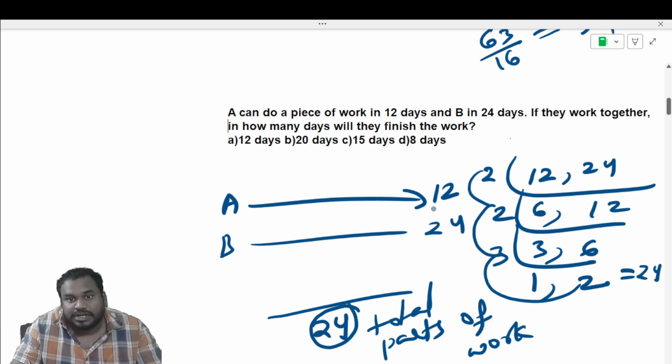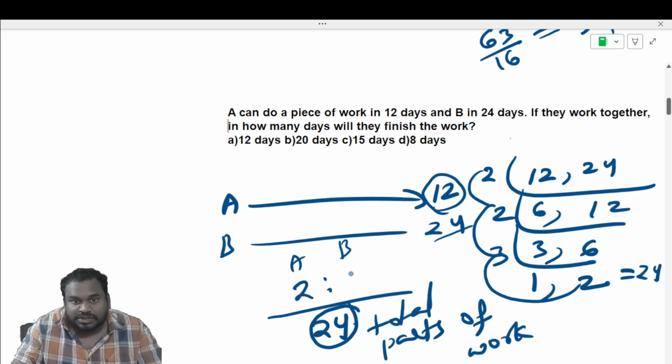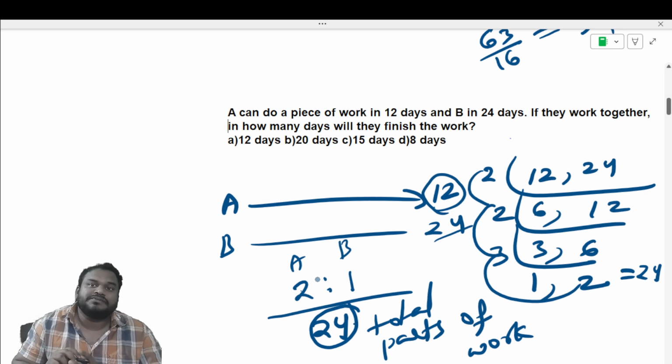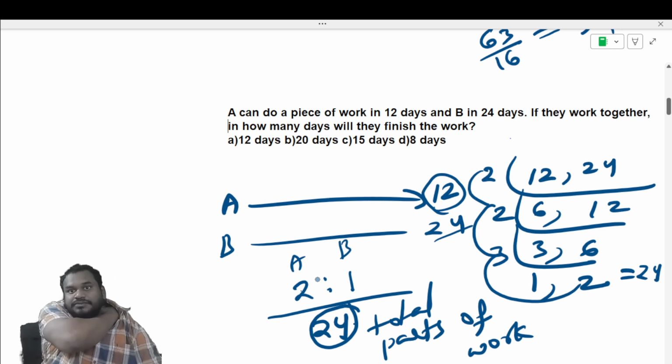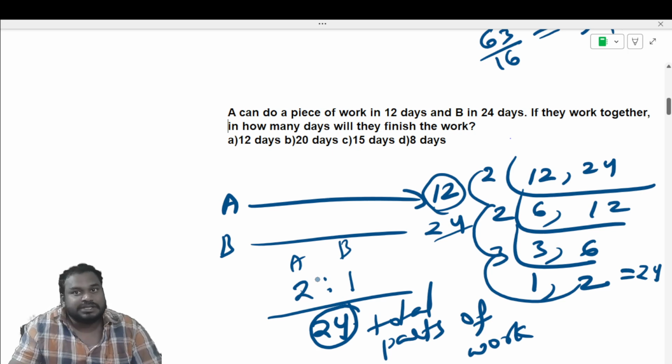24 divided by this 12 is nothing but 2. 2 is the efficiency for A, and for B, 24 divided by 24 is nothing but 1. So 2 and 1 are the efficiencies. If you combine them, the efficiency is 3.